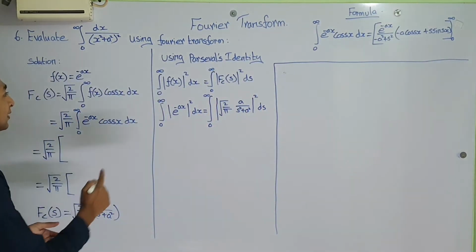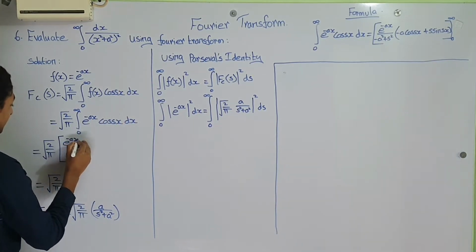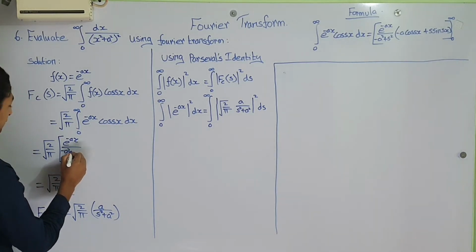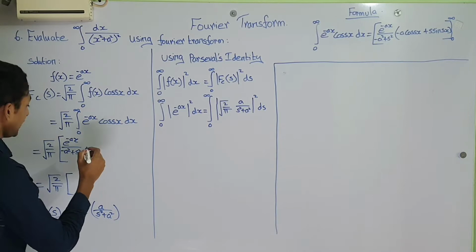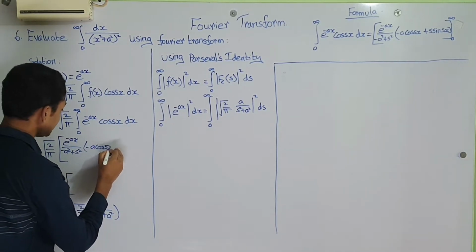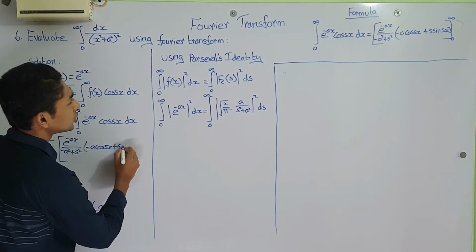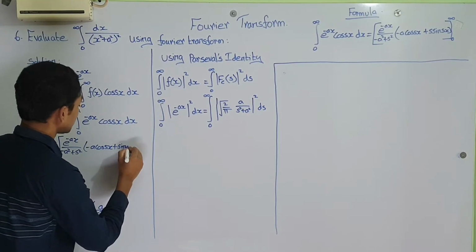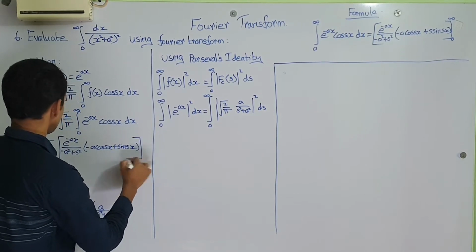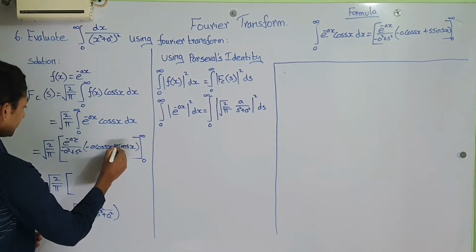So let us apply it. e power minus ax divided by minus a square plus s square, and next we have minus a cos sx plus s sin sx. So the limits are from 0 to infinity.